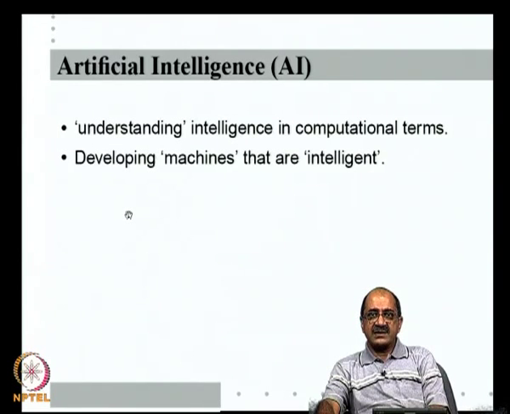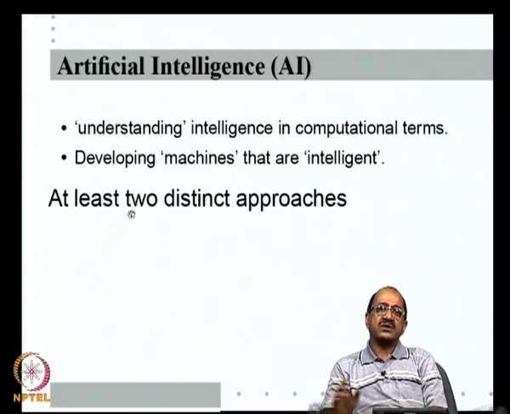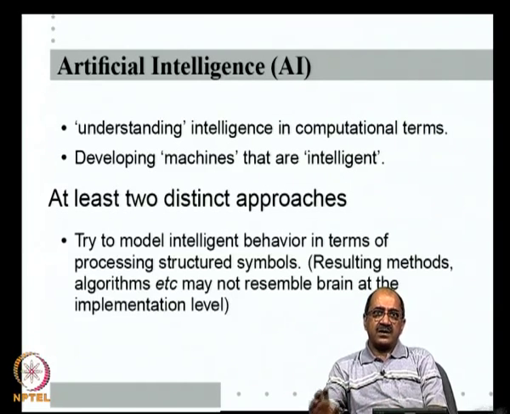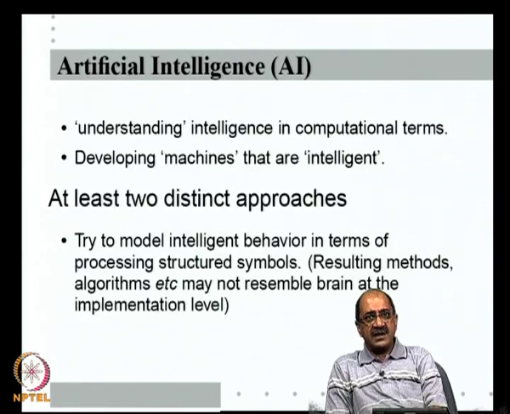Historically, today we can say that there were two distinct approaches that people followed. One may be called the symbolic approach, where the idea is to develop models for intelligence in terms of processing symbols. The idea is that the resulting methods or algorithms may not resemble how the brain does anything.